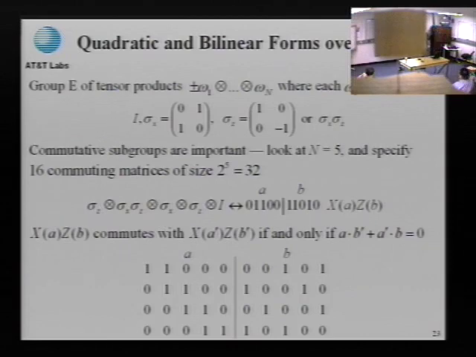Now, what's important in quantum mechanics is commutative subgroups of this group. It's easy to build a commutative subgroup. You just write down a bunch of binary strings. You want any pair of them to be orthogonal with respect to this funny inner product that I just described. Here I've written down a commutative subgroup of size 16. So this is 16 matrices, each of which is 32 by 32. We're going to be interested in eigenspaces. So 32 divided by 16 is 2. There are 16 different eigenspaces. Each is two-dimensional. So there's a two-dimensional space which is fixed by every one of these.